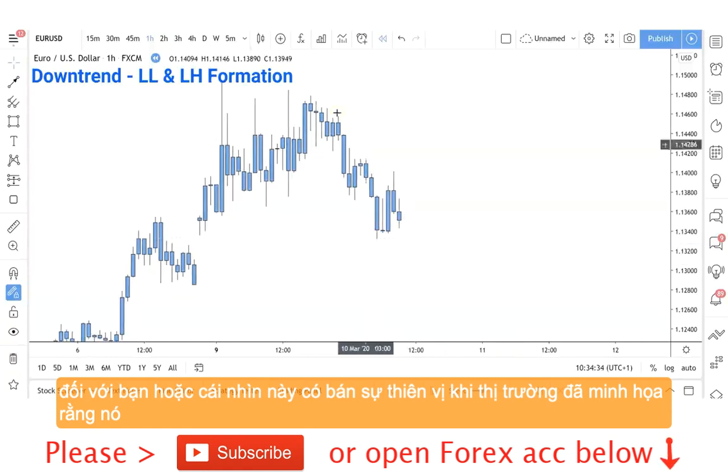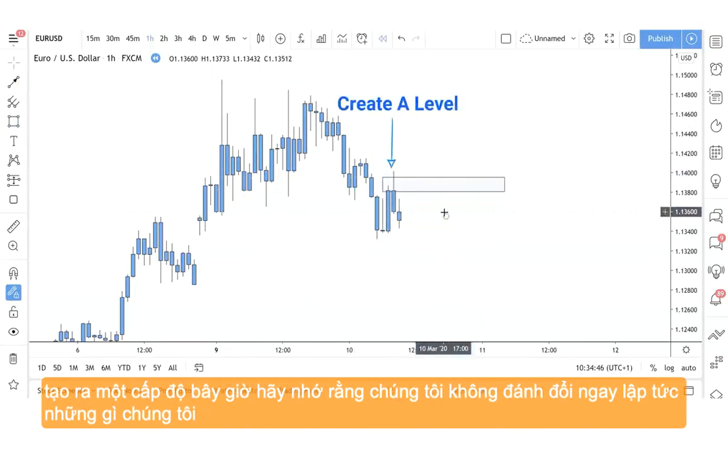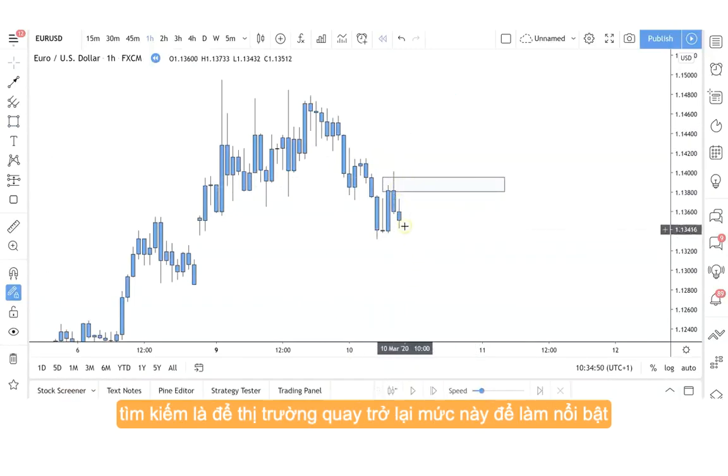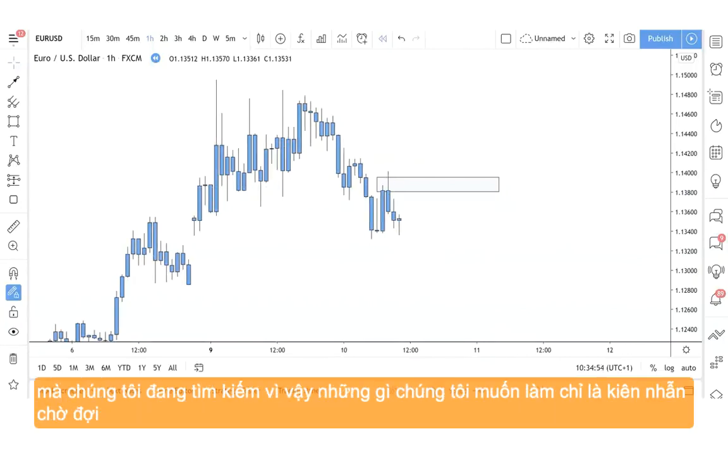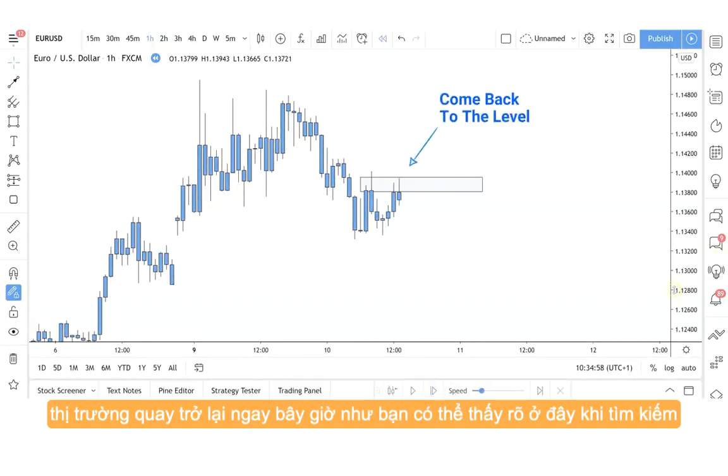Once the market has illustrated that it's either trending up or down, in this instance, identify where the market is creating a level. Now remember, we're not taking the trade immediately. What we're looking for is for the market to come back to this level to highlight the pattern that we're looking for. So what we want to do is just wait patiently for the market to come back.